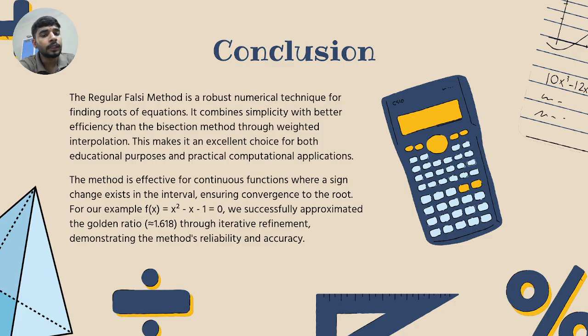The Regular-Falsi method is a robust numerical technique for finding roots of equations. It combines simplicity with better efficiency than bisection through weighted interpolation. This makes it an excellent choice for both educational purposes and practical computational applications. This method is effective for continuous functions where a sign change exists in the interval, ensuring convergence to the root. For example, f of x equals x square minus x minus 1 equals 0. We successfully approximated the golden ratio through iterative refinement, demonstrating the method's reliability and accuracy.